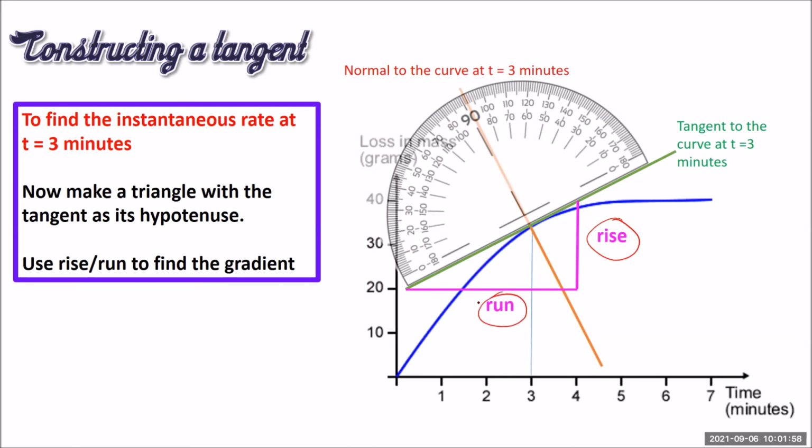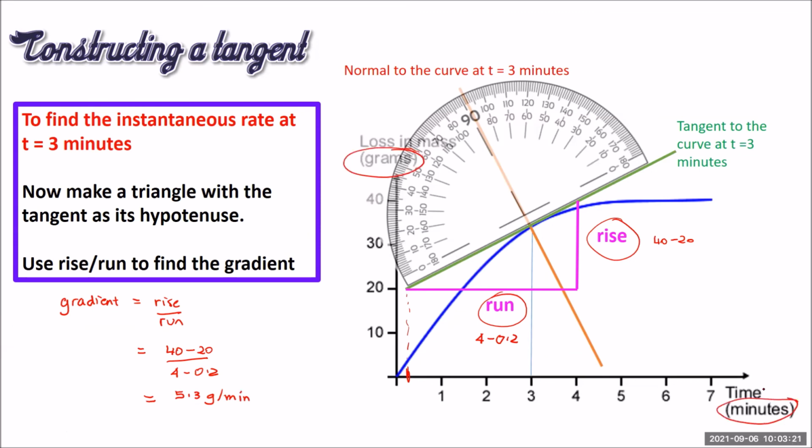Here I think my rise is about 40 minus 20. And my run is 4 minus, I think this is around about 0.2. And so now I can calculate the gradient of that tangent. If I run that through my calculator, I get 5.3 grams per minute. I got my units for loss in mass, grams, and minutes for time from the axis labels on the graph.